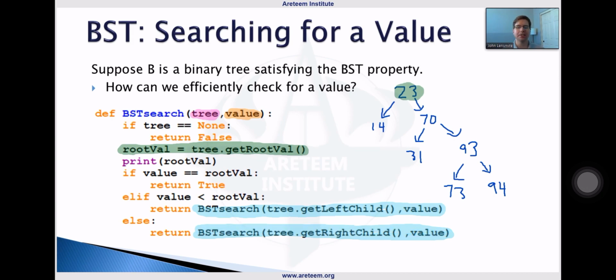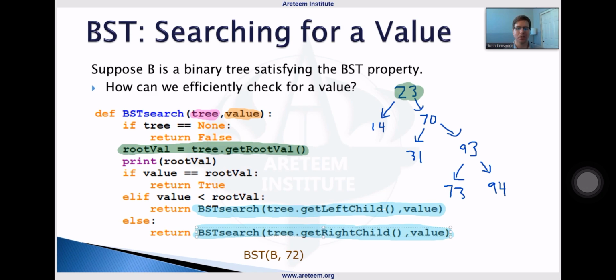So just to do a quick example at the bottom, let's see what's going to happen if we do BST search on this tree, and let's say we search for 72. This will be one that's definitely not in our list. But what happens here?